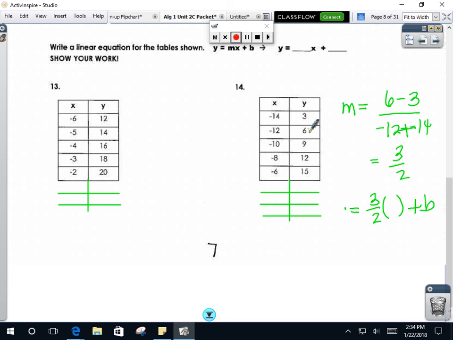Your y's are going up by 3, so you should have a rise of 3. Your runs are going up by 2. And then if you pick a point, like this point, negative 6 would go in the x place, 15 would go in the y place. That would become 15 equals negative 9 plus b, right? And then add 9 to both sides, and you still get a 24.